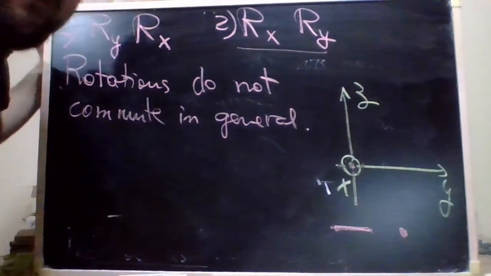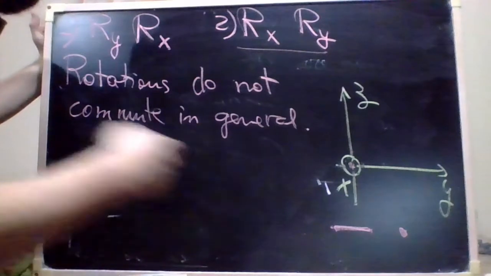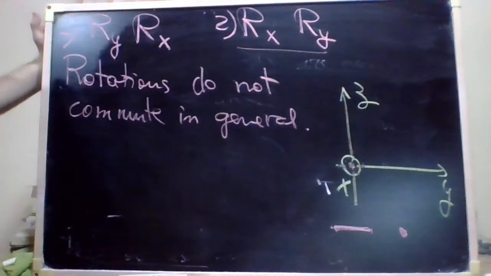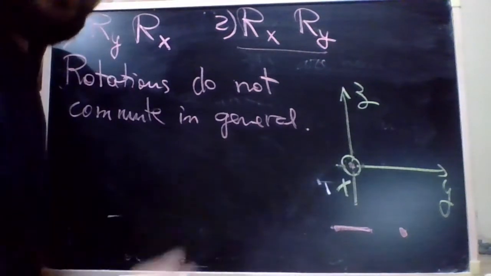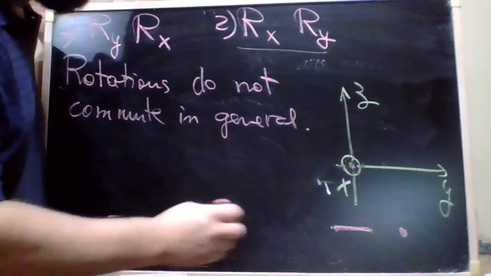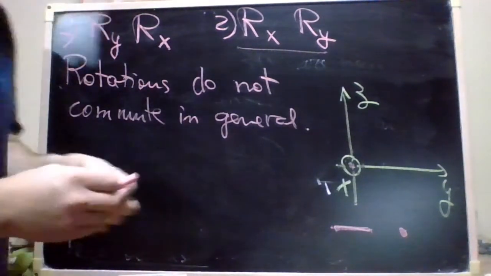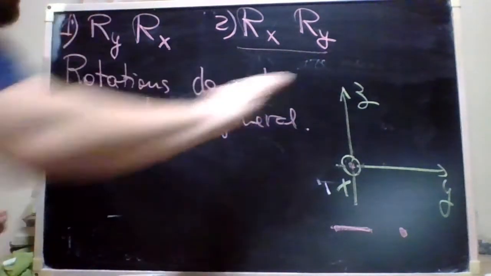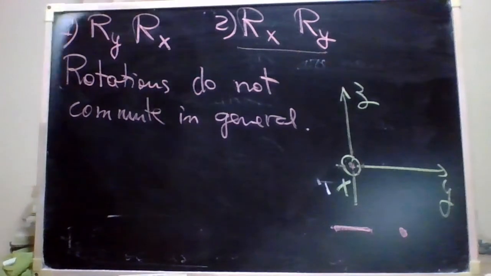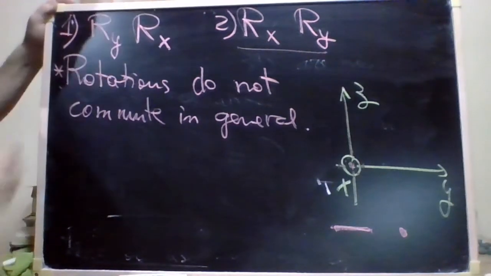But if they are performed along the same axis, they commute. So rotations in a plane are commutative operations. But if you perform two rotations through distinct axes, rotations will not commute. All right, so this is a very important thing here.